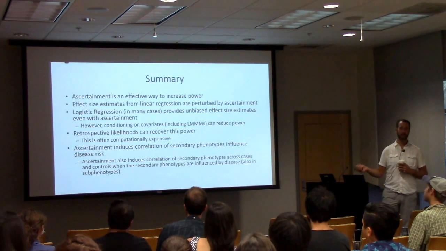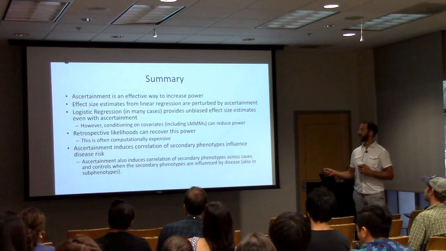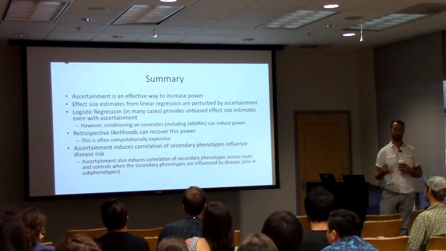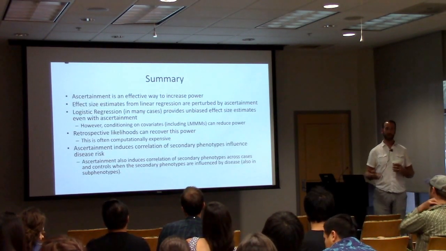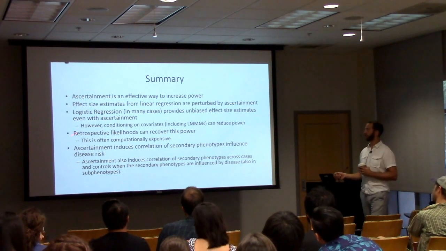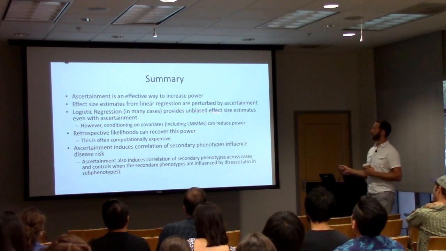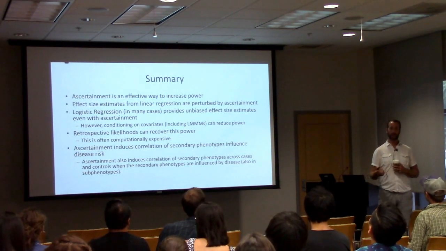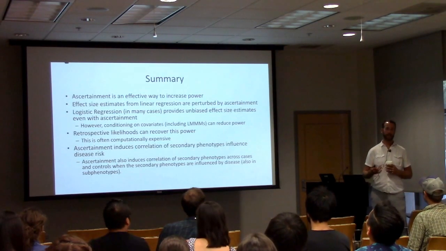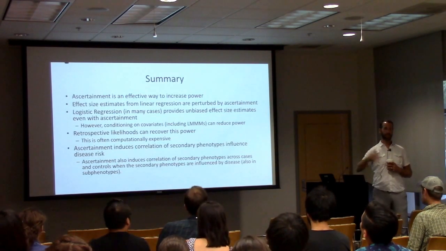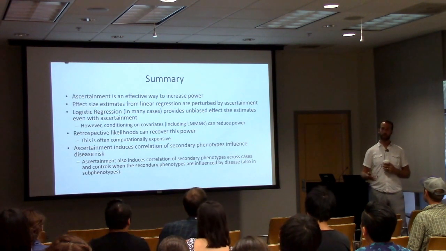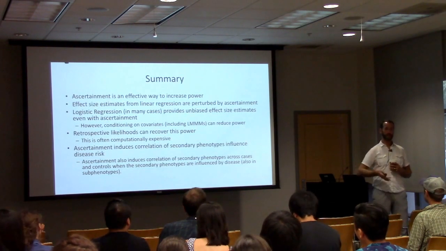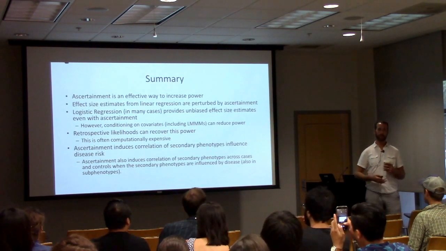So just as a summary for this section on ascertainment, ascertainment is an effective way in terms of study design to increase our power, right? We can get a lot of cases compared to a prospective study, especially for a rare disease. The effect size estimates from a linear regression are perturbed by ascertainment. So you can't do a study of effect size heterogeneity between one study that ascertained and one study that didn't when we do linear regression. And in particular, if you used a linear mixed model and you just got a beta, linear mixed models are not logistic models.